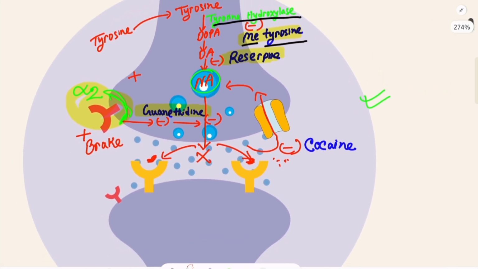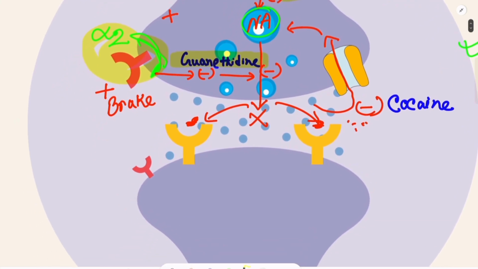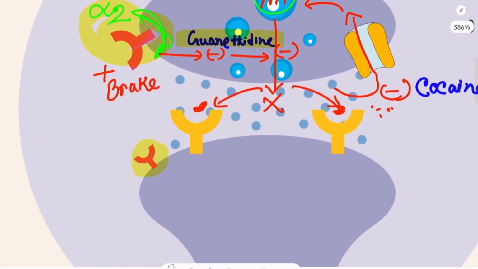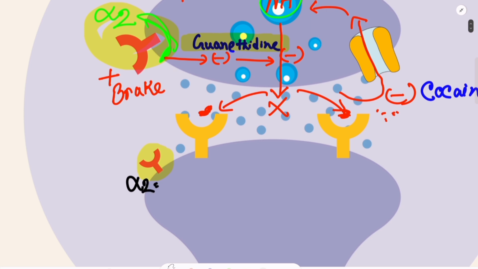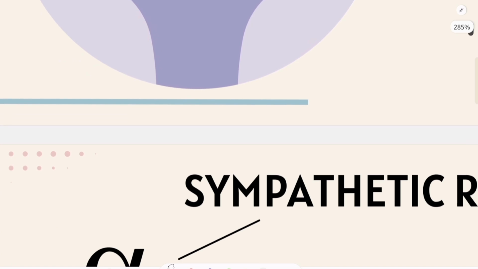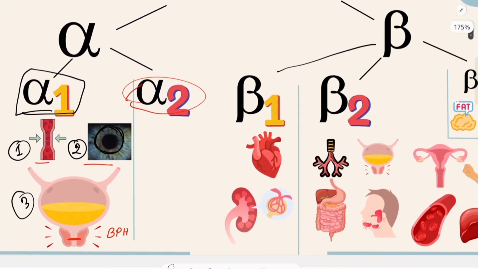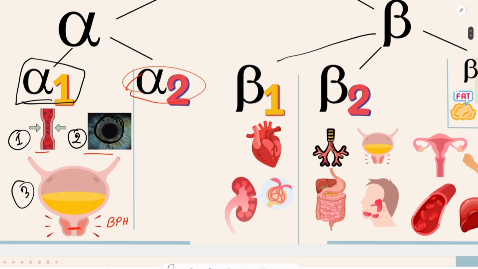Now, there are some alpha 2 receptors located postsynaptically. These postsynaptic alpha 2 receptors are indistinguishable from alpha 1 receptors, meaning postsynaptic alpha 2 also works like alpha 1 receptor. That means if a postsynaptic alpha 2 receptor is present in the blood vessel, they will cause vasoconstriction. If a postsynaptic alpha 2 is present in the eye, it will lead to mydriasis or dilation of the pupil.